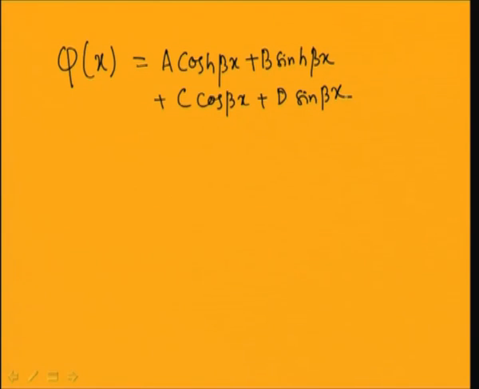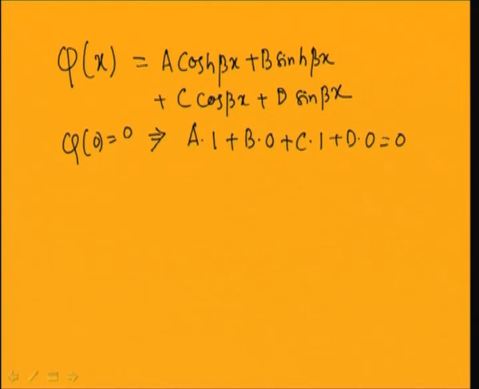Now, by applying these boundary conditions, that is psi 0 equal to 0. So, psi 0 equal to 0 implies that I can write a into cosh 0 equal to 1, similarly plus b into 0 plus c into 1 plus d into 0, equal to 0. So, this implies a plus c equal to 0. As a plus c equal to 0, I can write a equal to minus c.